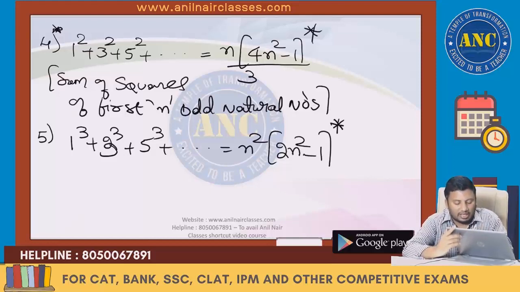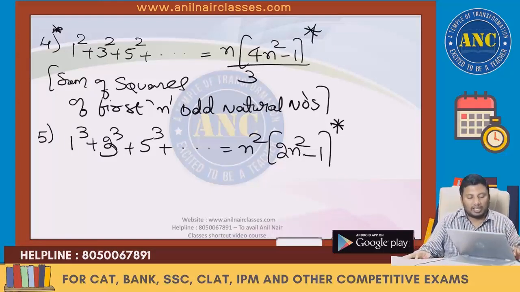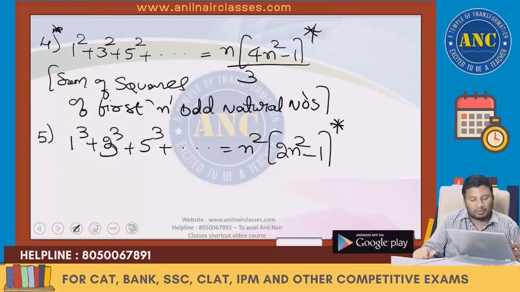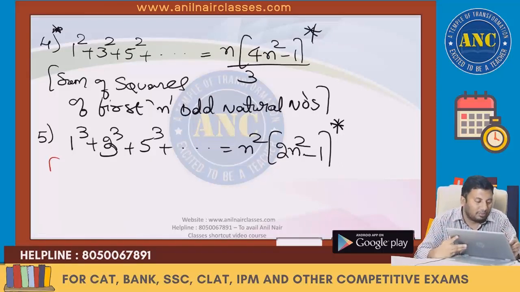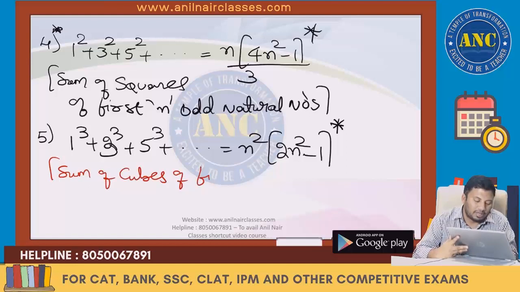But in the exam, we are not going to solve like this. I will tell you another method once I do examples. 1 square plus 3 square plus 5 square is nothing but n into 4n square minus 1 divided by 3. 1 cube plus 3 cube plus 5 cube is nothing but the sum of the cubes of the first n odd numbers.